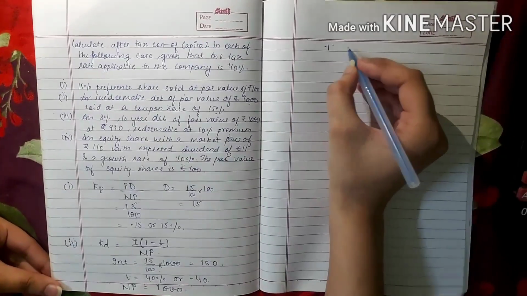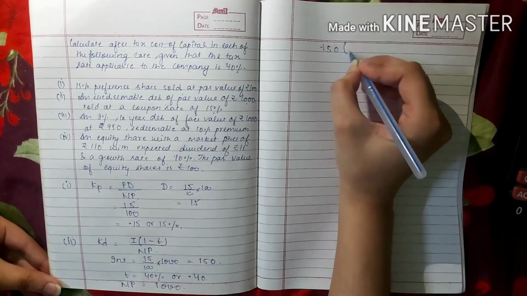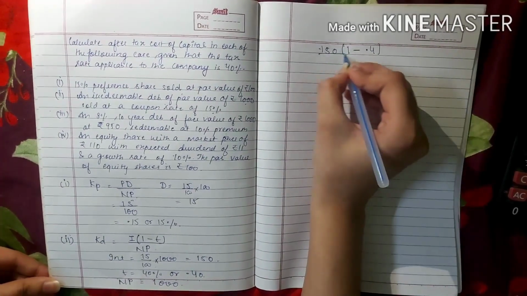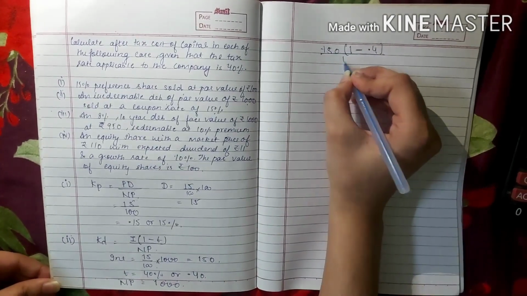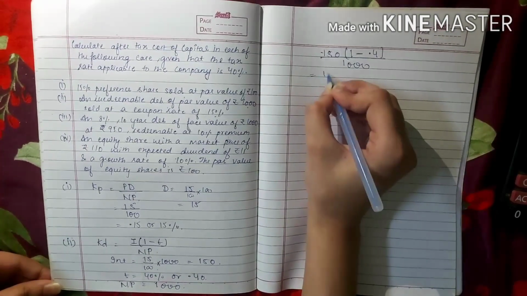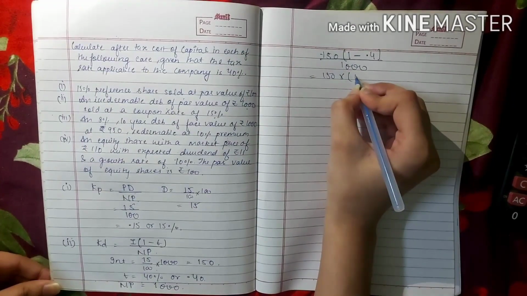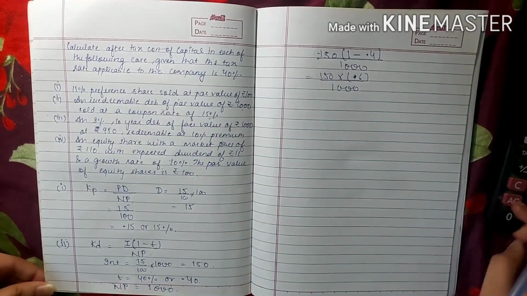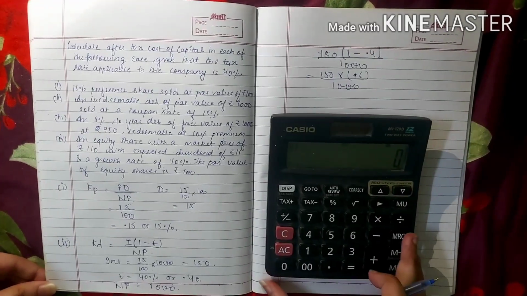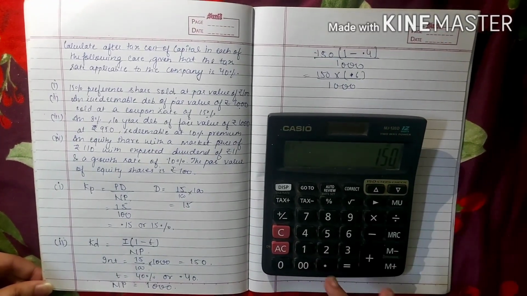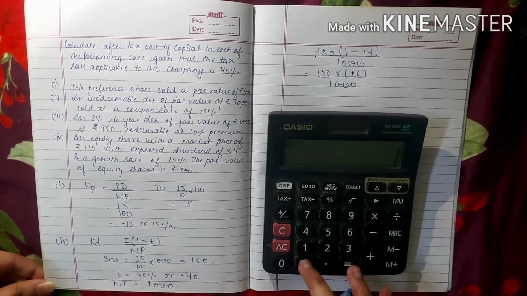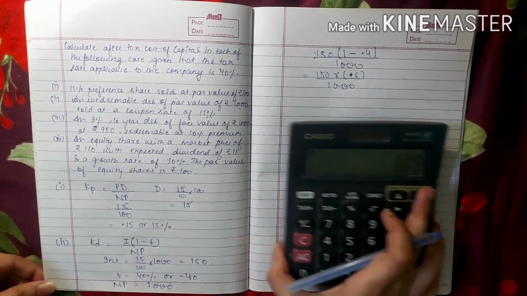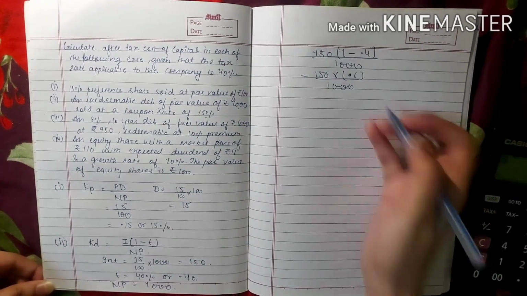Now putting the values into the formula, interest 150, 1 minus tax is 0.6, upon net proceed, that is 1000. 150 into 0.6 upon 1000. Now let's solve it. 150 into 0.6 divided by 1000. It is 0.09 or 9%.